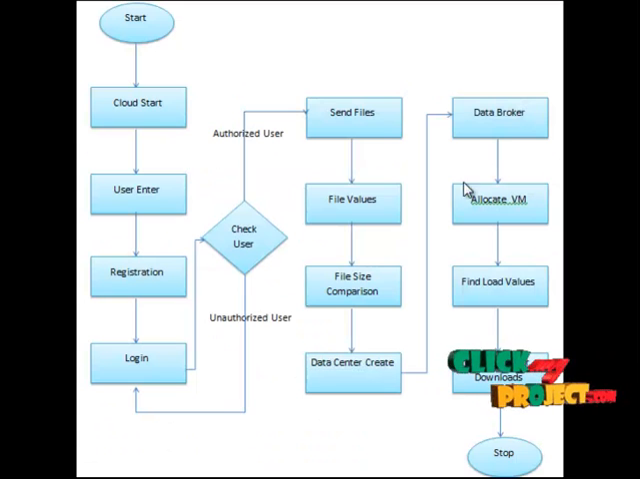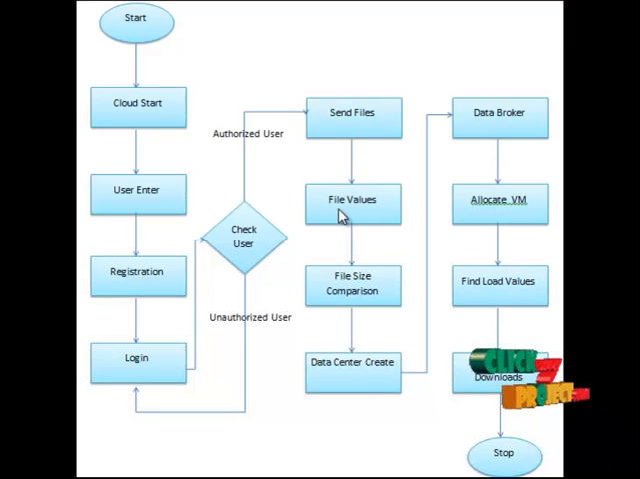Now let's discuss the flow diagram. First, start the cloud, and then the user enters. The user first fills the registration form, then uses the login frame, and inputs username and password. The system checks the username and password; if unmatched, it shows the login frame again. If matched, the user is authenticated and goes to the next frame. The user selects the file and sends files.